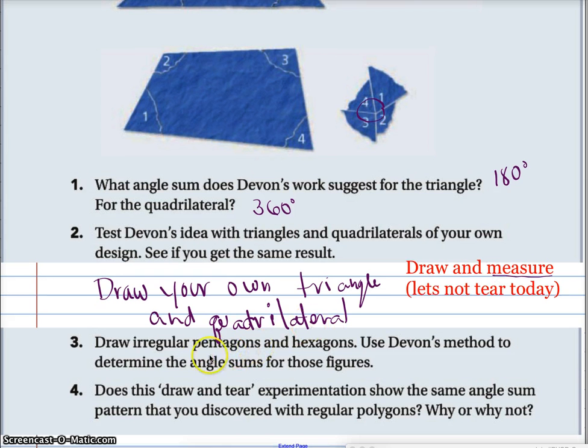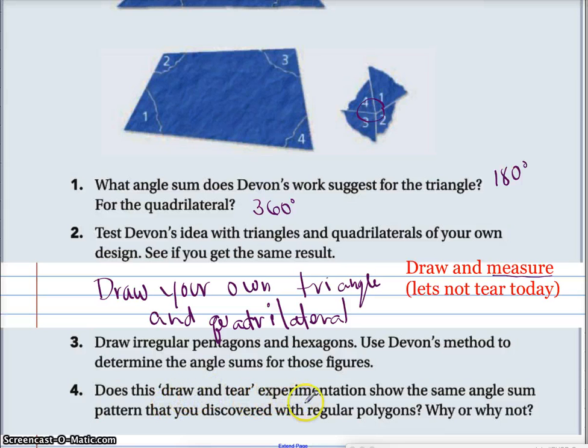Number 3 says the same thing. Draw irregular pentagons and hexagons. Use Devin's method to determine the angle sum. Same thing. Draw your own and then measure. I don't want you cutting them out and tearing them out. It's too messy today.